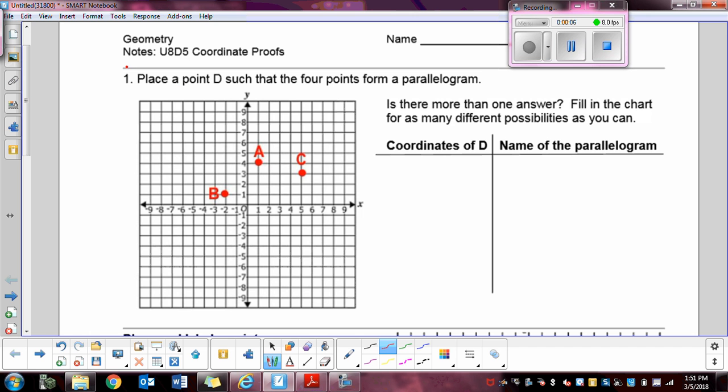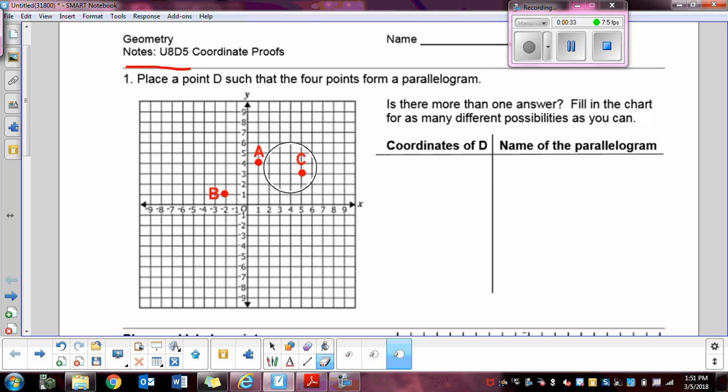We're going over the same properties that we've learned about parallelograms on the coordinate plane, the Cartesian plane. It says, place a point D such that the 4 points form a parallelogram. Is there more than one answer? There is more than one answer. Remember, for it to be a parallelogram, the opposite sides have to be parallel.